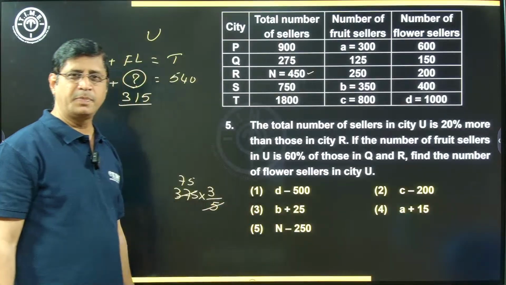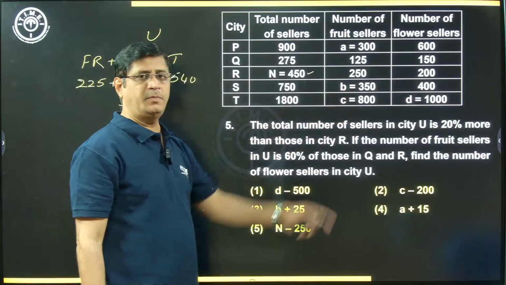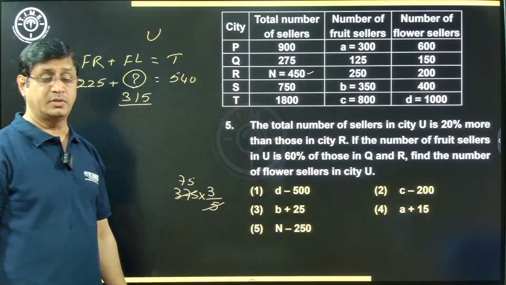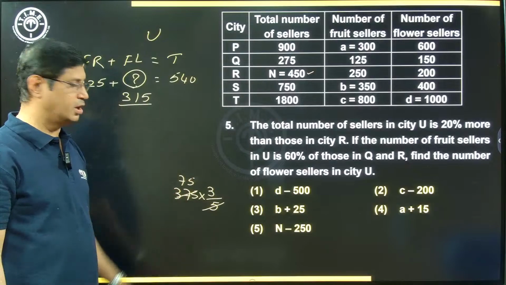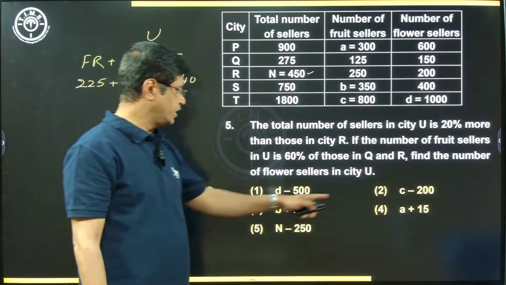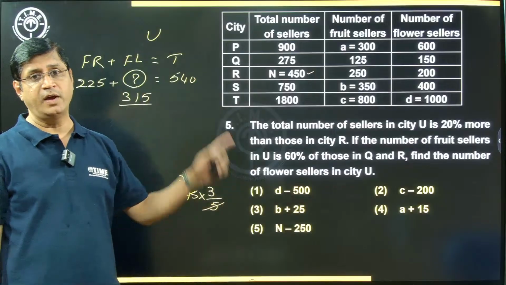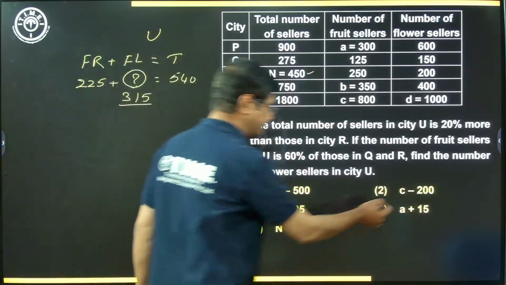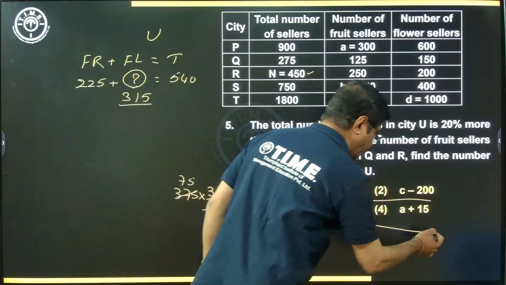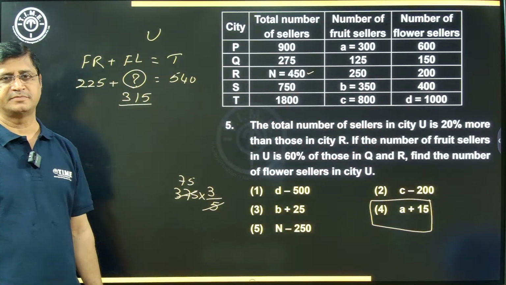Look at the third one. B plus 25. B is equal to 350. 350 plus 25, 375. It is not matching with the number. So the third one is also ruled out. Next, A plus 15. My dear students, how much is the value of A? 300. Plus 15, 315. So what is the right choice? Option 4. The fourth choice is the correct answer.